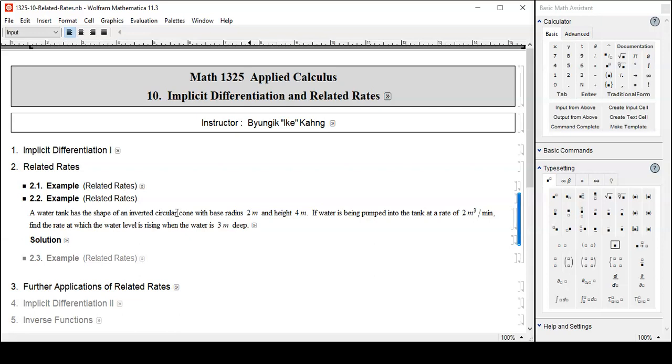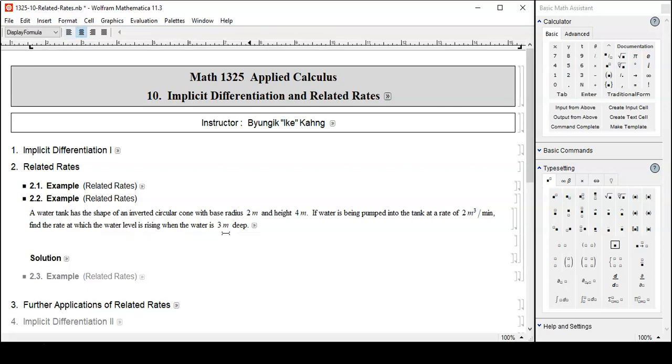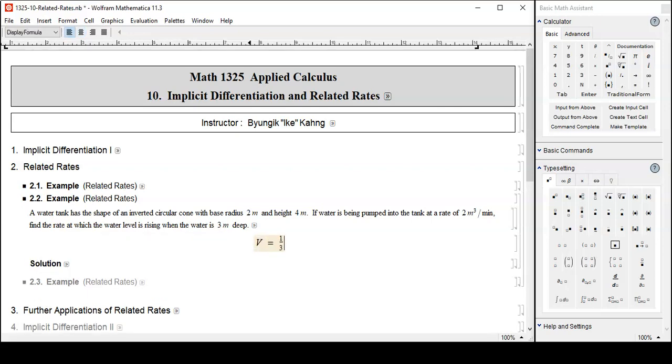Well, we're talking about a circular cone, and then we are talking about the amount of water, with unit of volume. So yeah, it's got to be the volume formula for a cone. So volume is 1/3 base area times height.